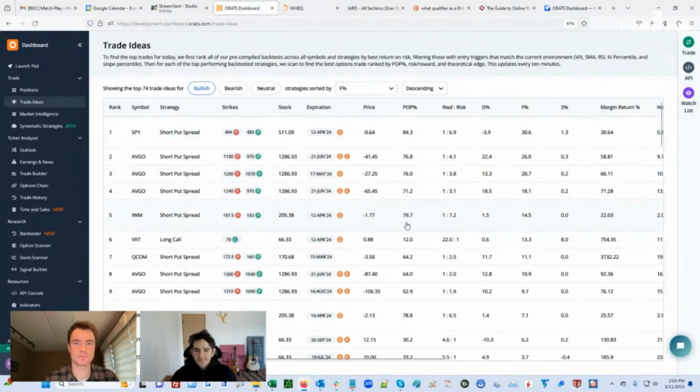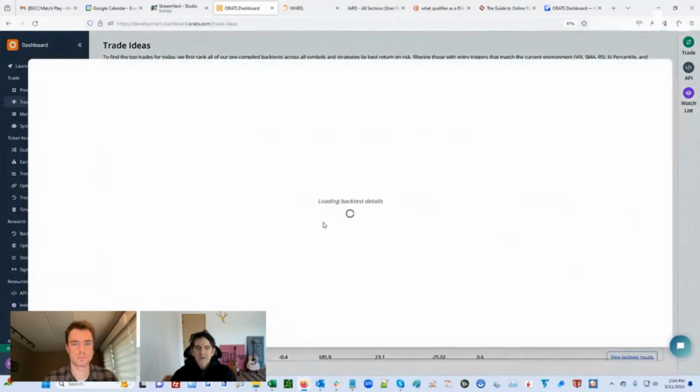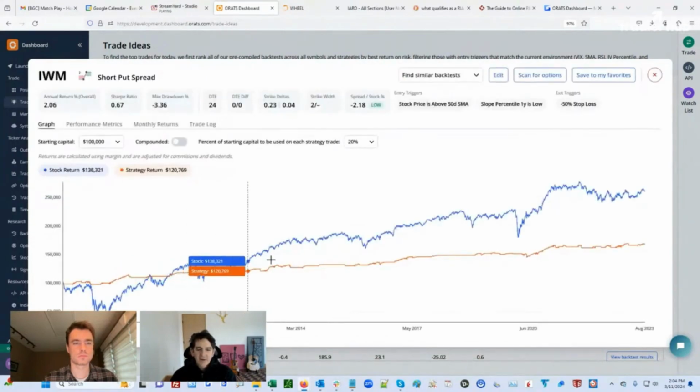And so, if we look at that and we pull up the backtest results, we want to make sure that the profit, the orange profit line here, the blue is just the stock, and the orange is the profit line. Now this one only trades the entry trigger, so it only trades when the stock price is above the 50-day and the slope percentage is low, which it is right now. The slope is the puts divided by the calls, or puts over the calls.